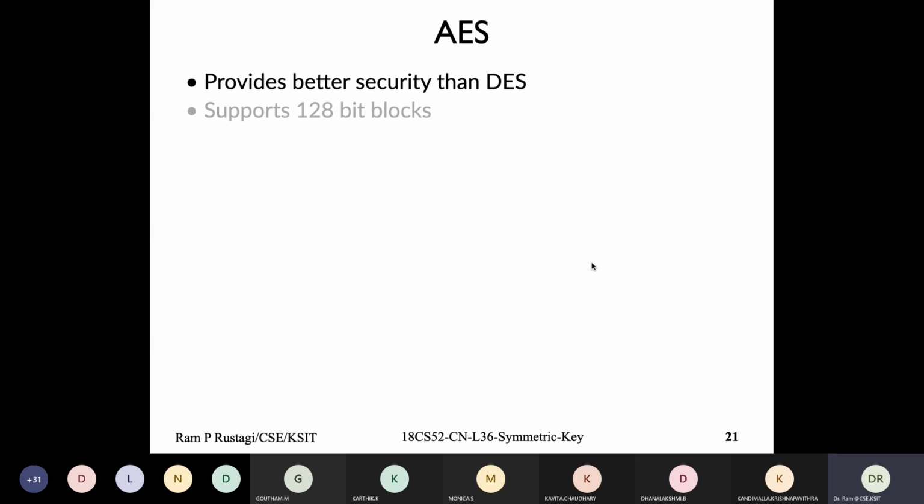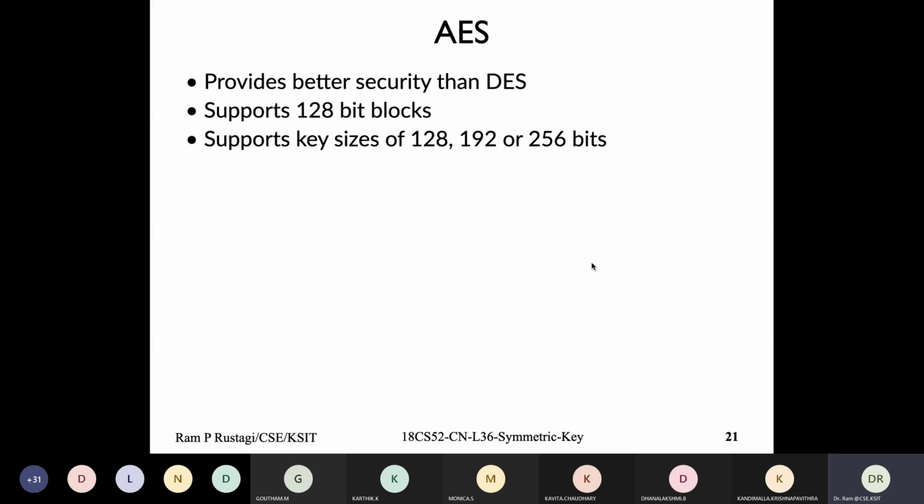The algorithm can choose a key size of 128-bit, 192-bit, or 256-bit. In fact, as per the original authors, Rijndael, the key size could be any multiple of 64 bits. DES works only with 64-bit blocks. AES can work with blocks of 128 bits, a bigger block size. And because the key is bigger, it gives you much better security.